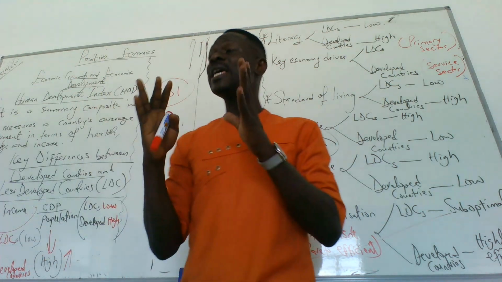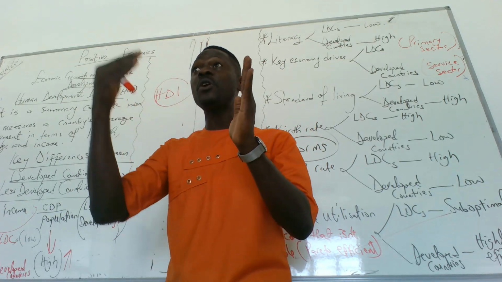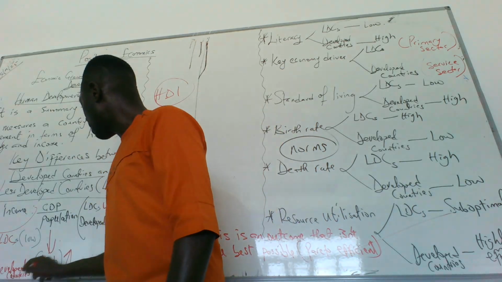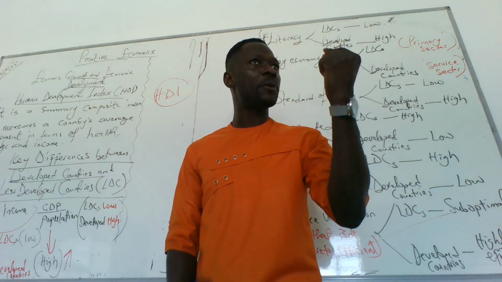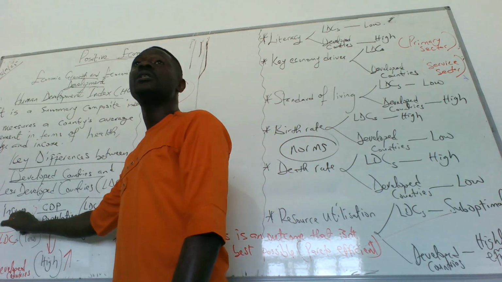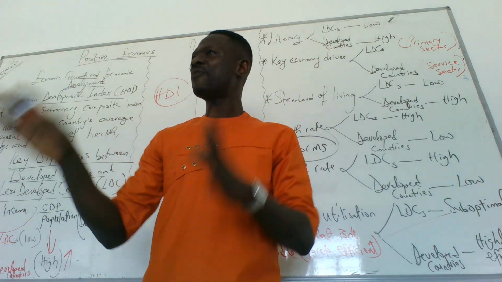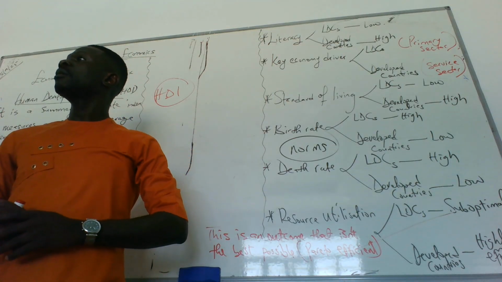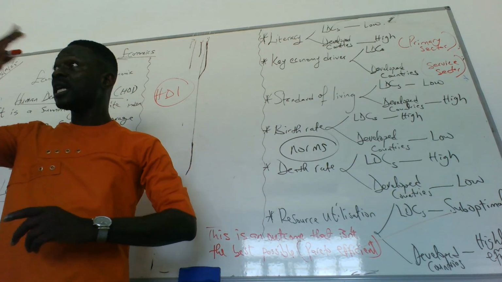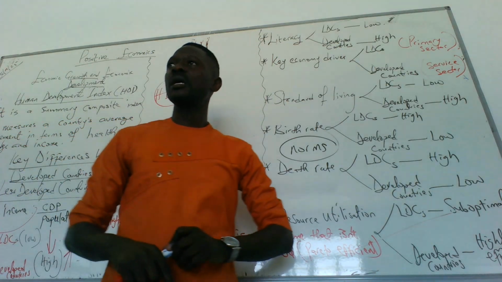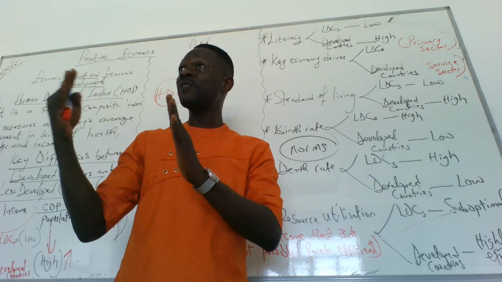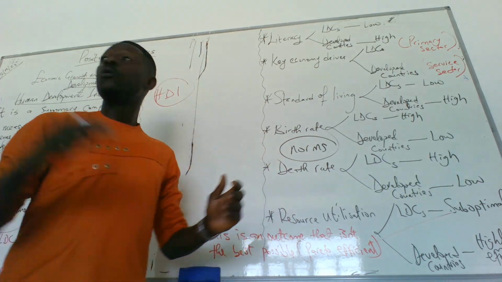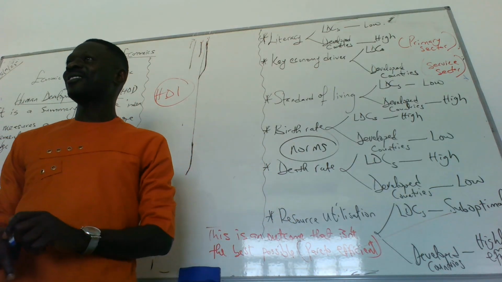For a developed country, the per capita income is always higher. For a less developed country, their per capita income is always lower, mostly in African countries. Libya? No, the GDP per capita of Libya is high. Why? Because the population of Libya is low.